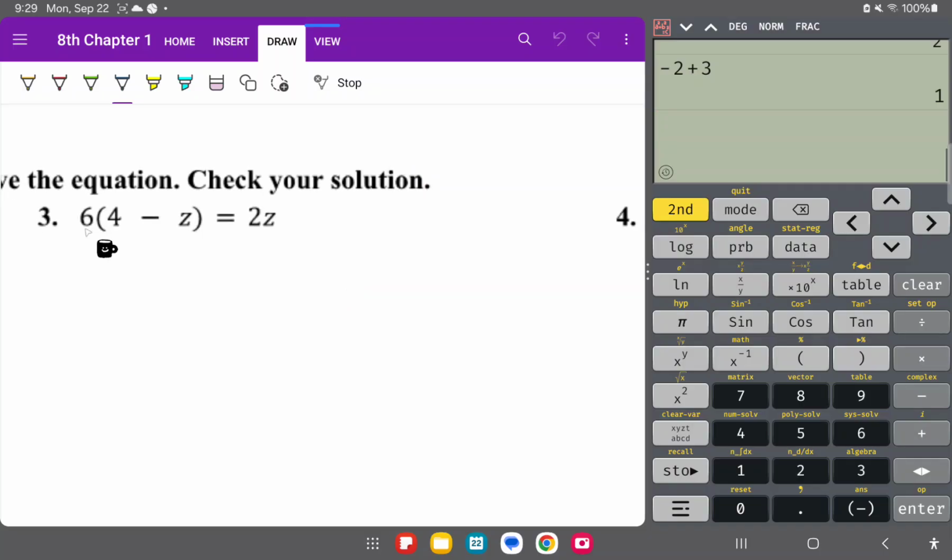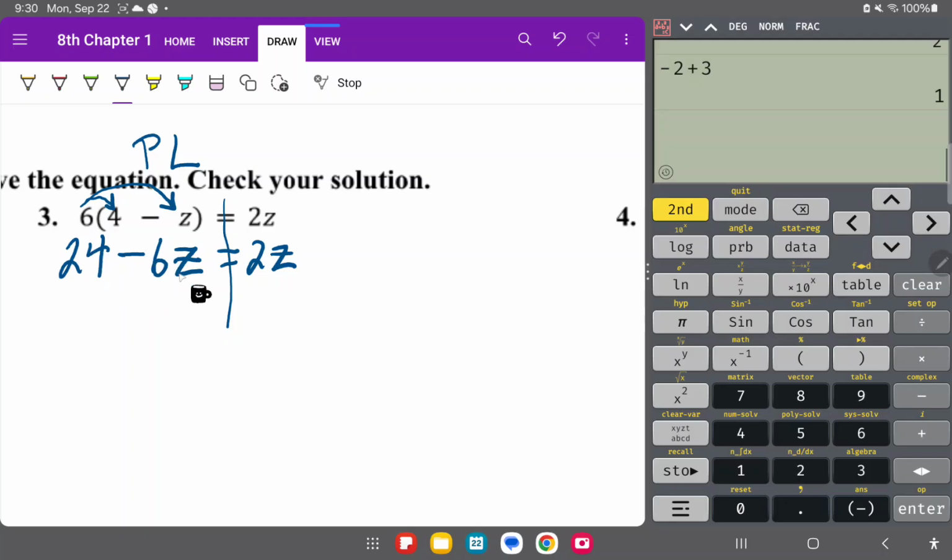Okay, so here on number 6, remember we have to distribute. So 6 times 4 is 24. 6 times negative z is negative 6z. And then you bring this down, right? Bring that down, bring this down. Okay? So that was parentheses. We had to do the parentheses first. Now we have to combine the like terms on each side. Are there any over here? No. Any over there? No.